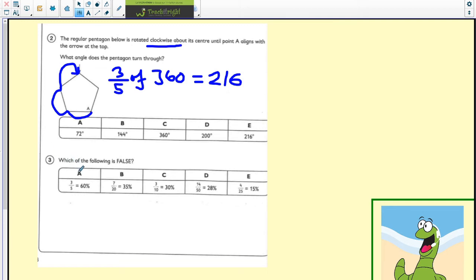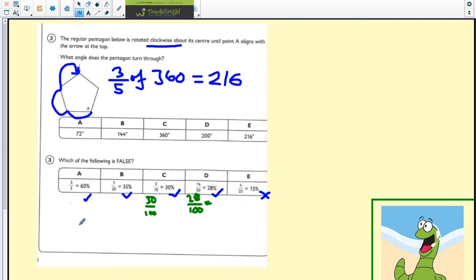Which of these is false? So 3/5 is 60%, true. 7/20 does equal 35%. 3/10 does equal 30%. 4/50 does equal 8%. And 4/25 does not equal 15%. Now, the way I was checking a lot of these is converting to percentage. You just have to get your fraction out of 100. And if the numbers match, they are the same. So for this one, I'm timesing it by 10 to get 30 out of 100, which is the same as 30%, and so on and so forth. So that's how you compare.